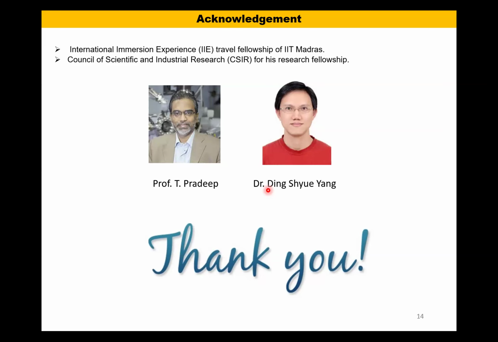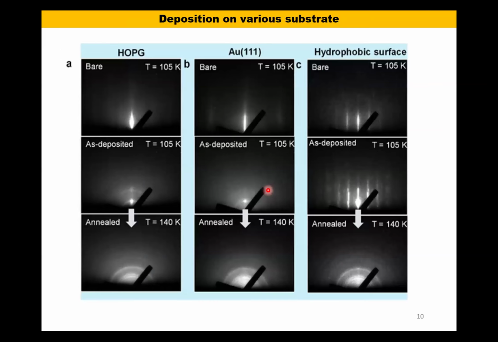Bijesh, the nice talk. In your slide 10, you have shown the dependency of substrate in the formation of... you have shown that actually there is no dependency. But if you see the data at 105K, for HOPG and gold 111 substrate, these hemicircular rings are coming. But for the hydrophobic surface, line fringes are coming. So why is it so?